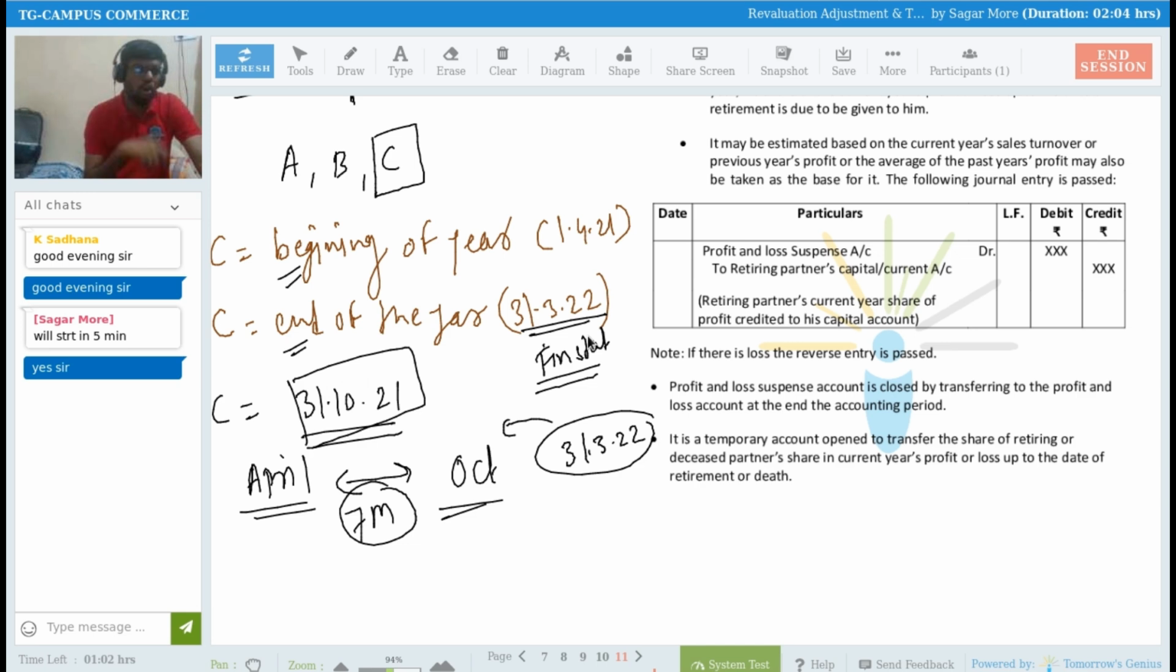But sir, it is also my obligation to give his share of the profit to him, right? For 7 months of profit. So then how to calculate that 7 months profit, right? So there are ways to calculate 7 months of profit.